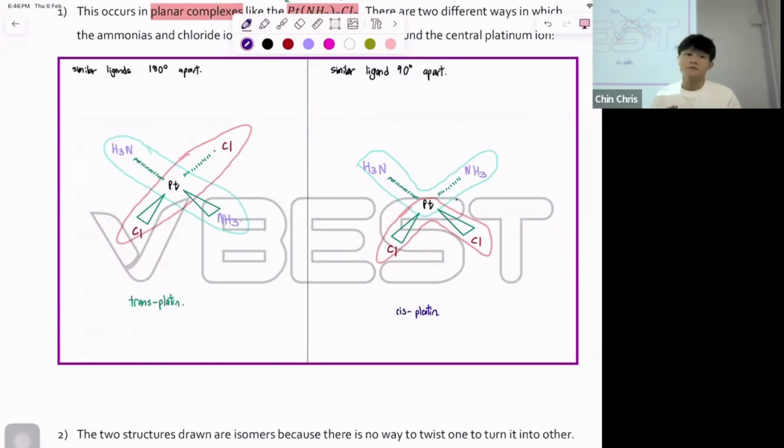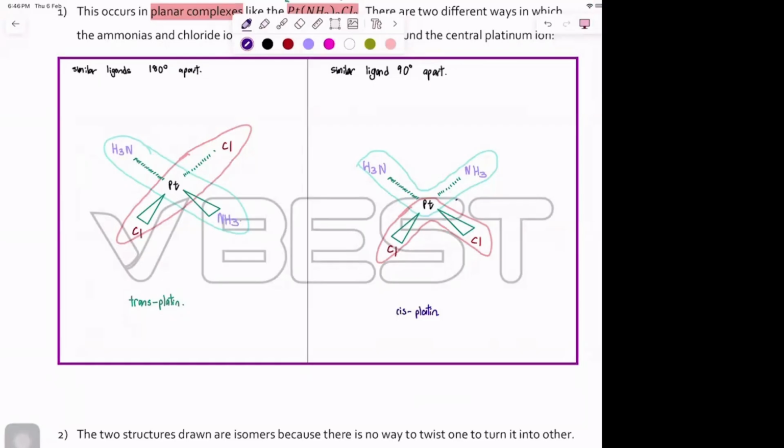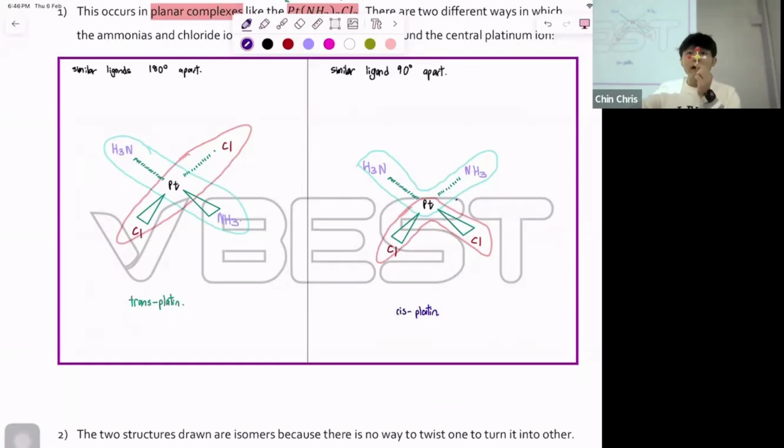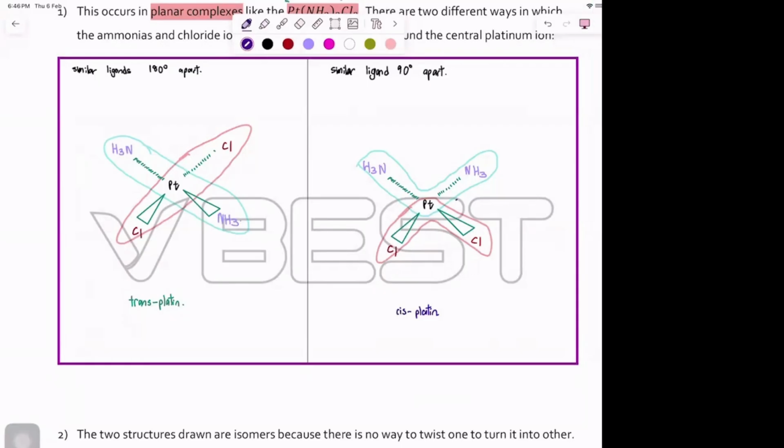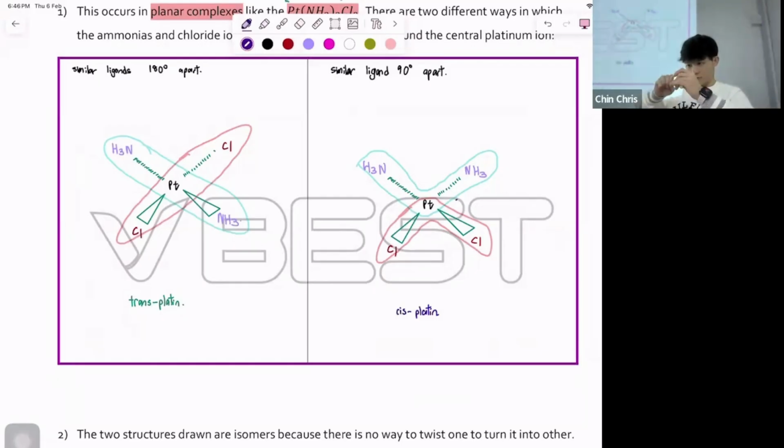Clear? So guys, if you look at this, what I'm holding now, is this a cis or is this a trans? The cis, right? Can see, okay, next. This is a trans, right? Just look for 90 degree and 180 degree. Done. That's it. Simple as that. This is the simplest. Do not make any careless mistake.